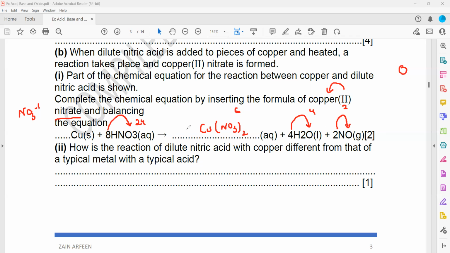Which number should I place before copper to make 24 oxygen? The 6, this I cannot change. The 4 and 2, which make 6, I cannot change. I can only change this number here. What number should I put to make it 24? The sum should be 24.